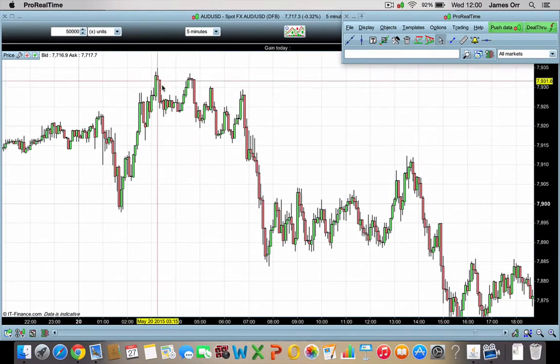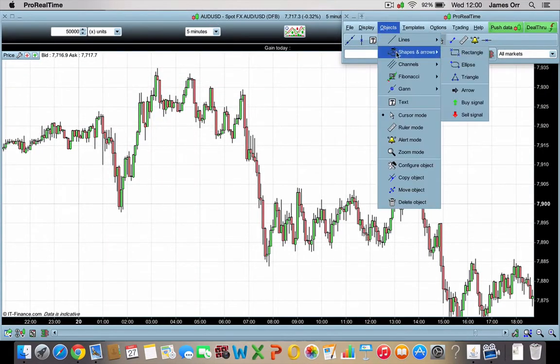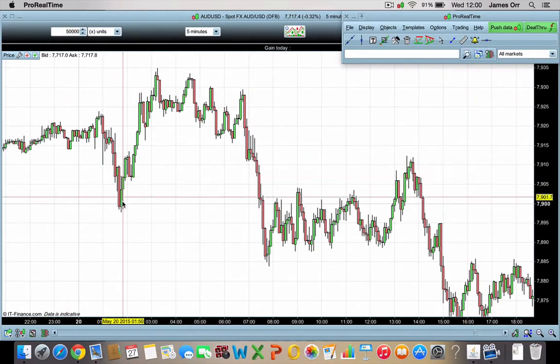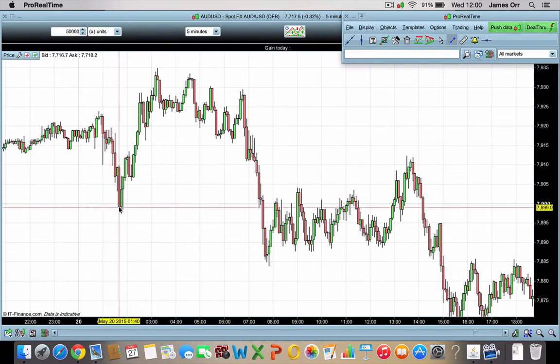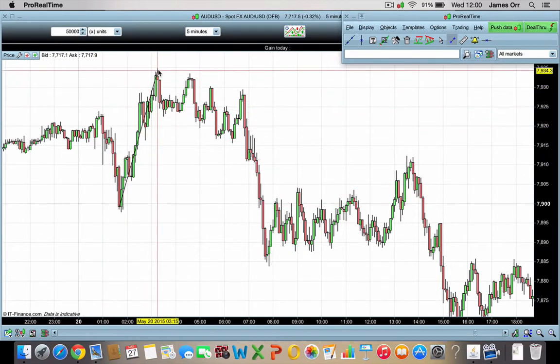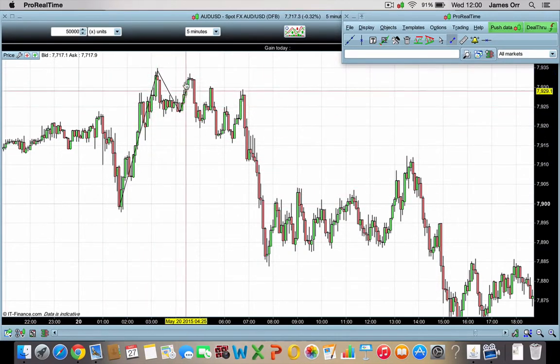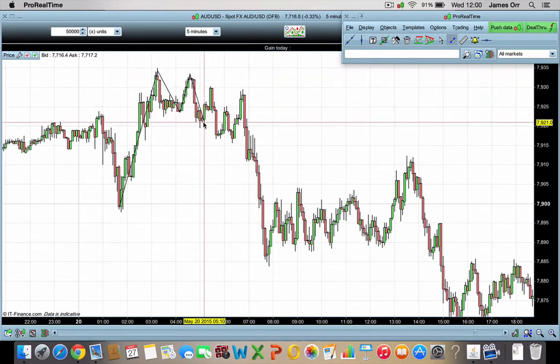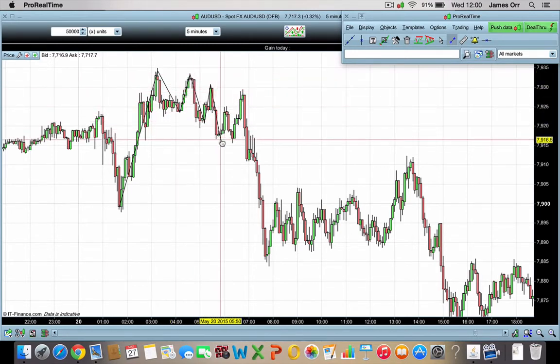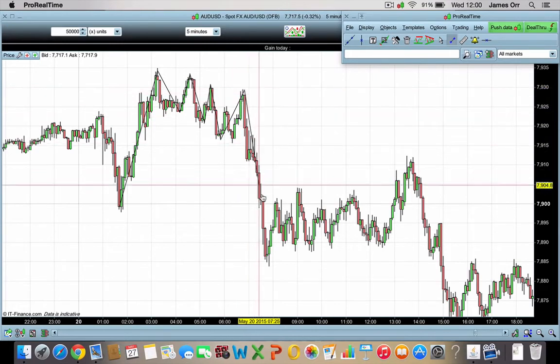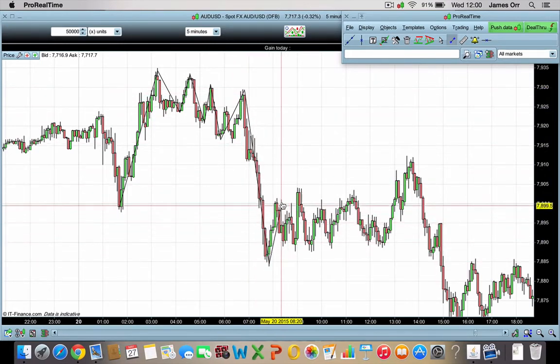So, okay, this is the 5-minute Australian dollar, US dollar, and all you need to do is take the arrow function, or if you haven't got an arrow function, you can take the line function. It doesn't really matter. You can draw lines. And what you're doing is you're basically tracing how the market has moved, like this. Just trace the market out. There's one there.